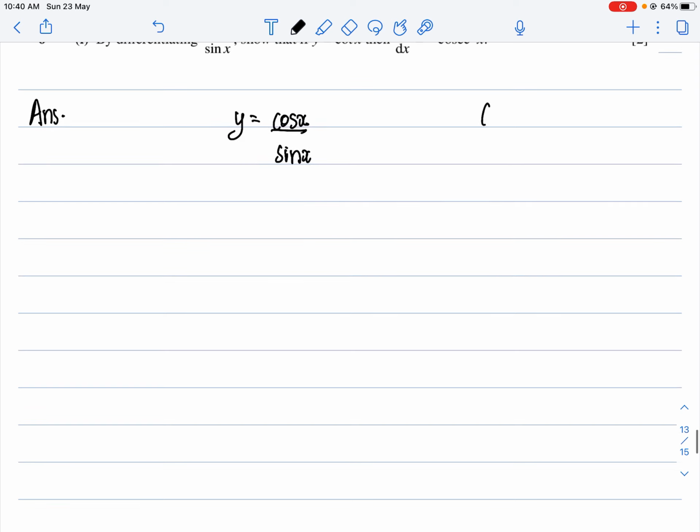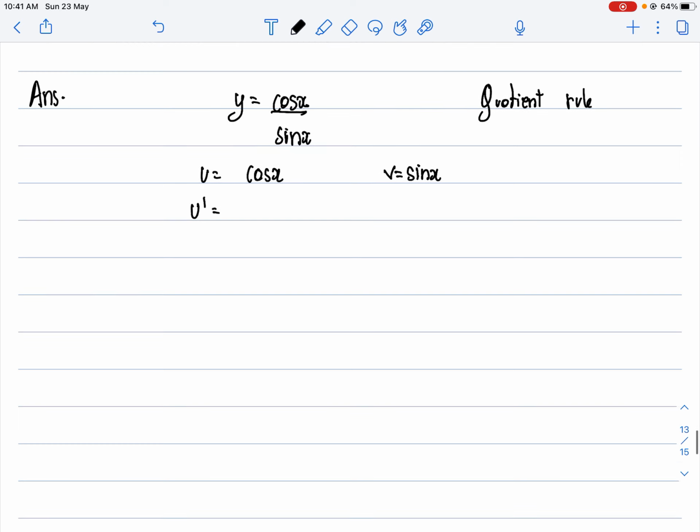So I use something called the quotient rule to differentiate, because cos x is divided by sin x. I take my numerator, which is cos x, as u, and my denominator as v. So u dash, the differentiation of cos x, is simply minus sin x, and v dash, the differentiation of sin x, is cos x.